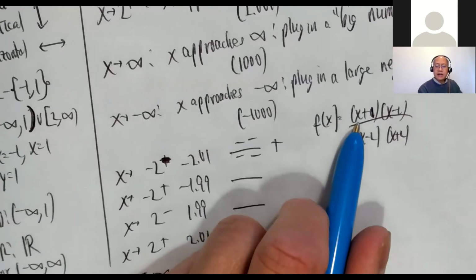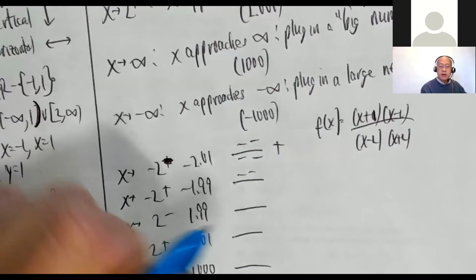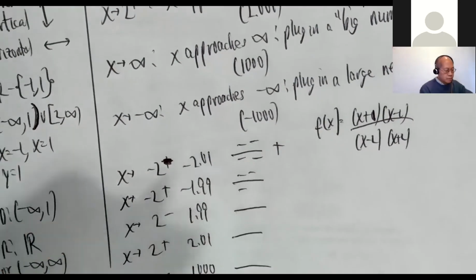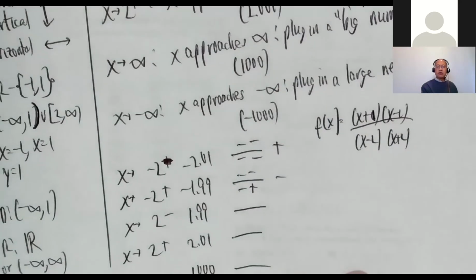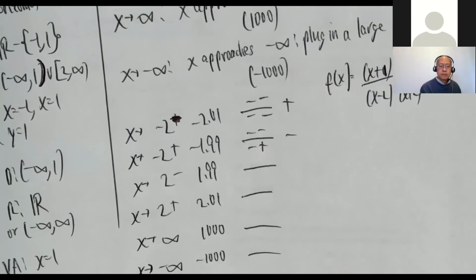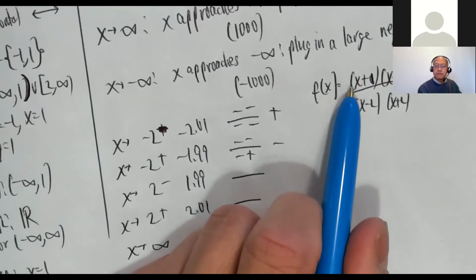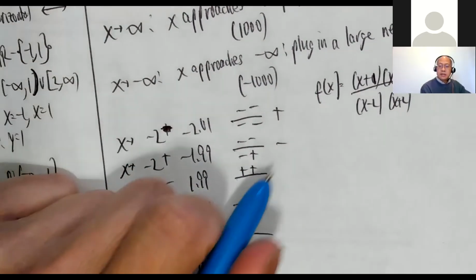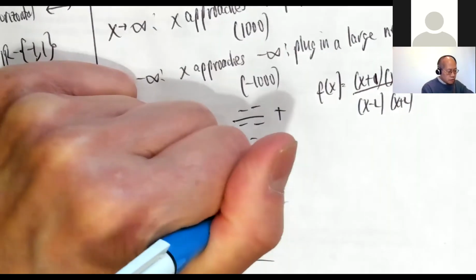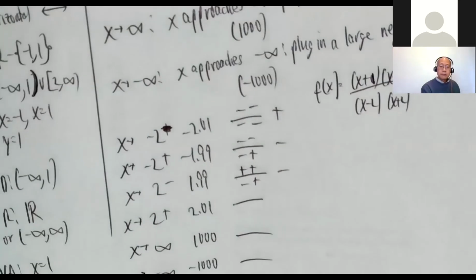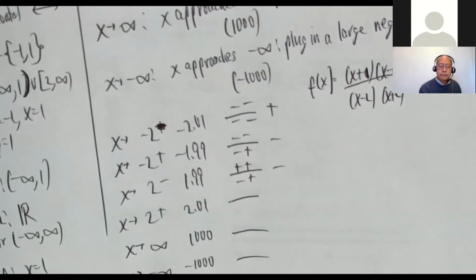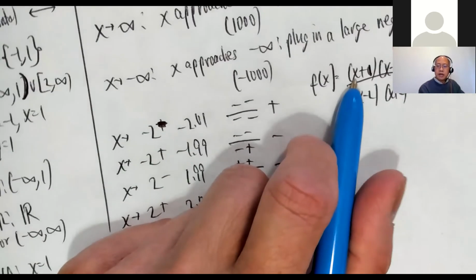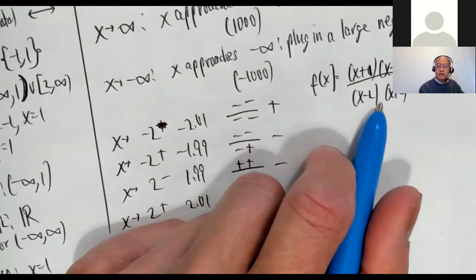Negative 1.99. Negative, negative, negative. Negative 1.99 plus 2 is positive. All right, so that makes the whole thing negative. 1.99, positive, positive. Let's see, negative, positive. 3 positives, 1 negative, so the whole thing is negative. 2.01, positive, positive, positive, positive.